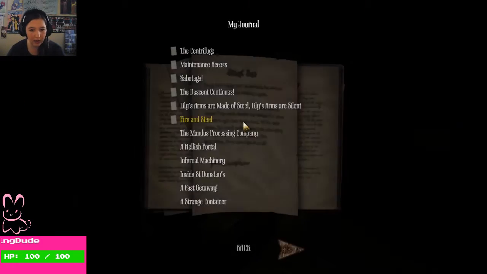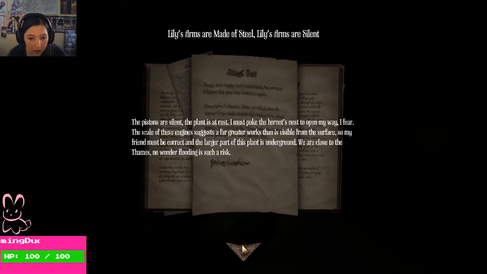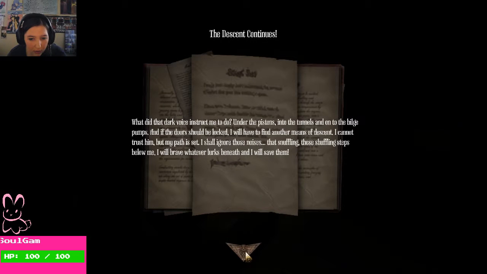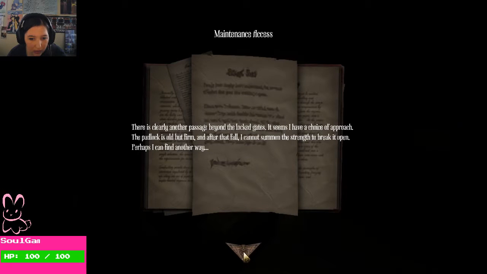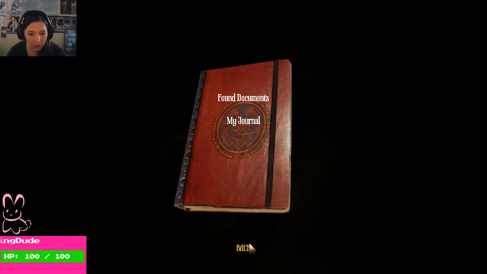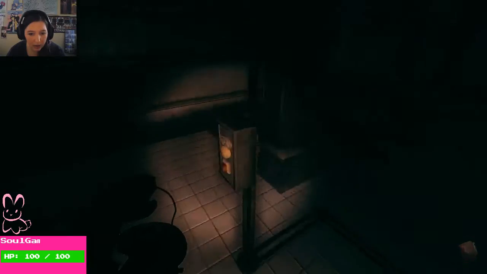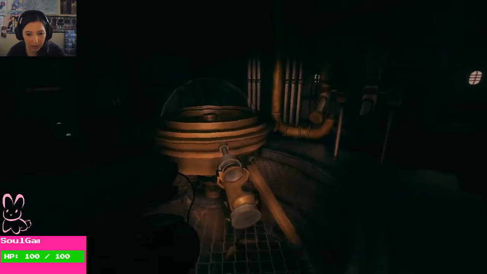Alright. Let's see. Fire and steel. Yeah. That's great, I guess. Stuff. Yep. And here we are. It's some bizarre mixing device for chemical compounds, reeks of foul fluids. Alright, so. A button. I see the button, but I can't click on it, so.